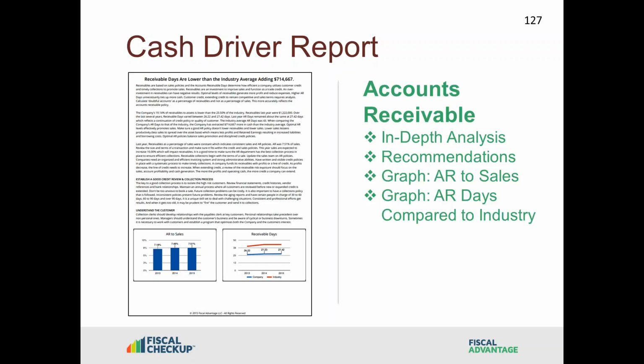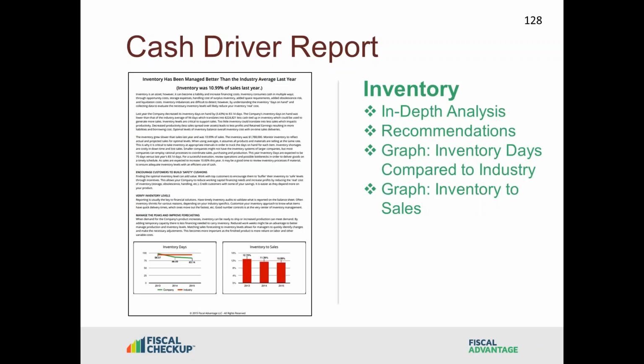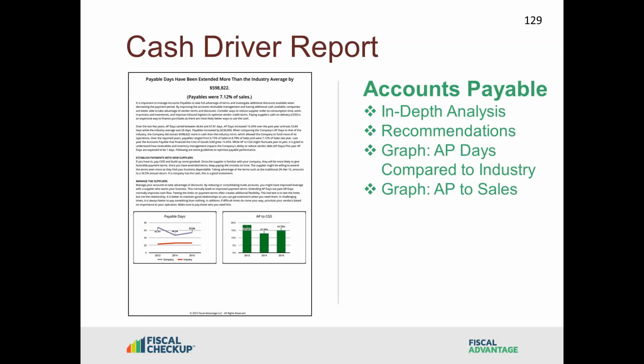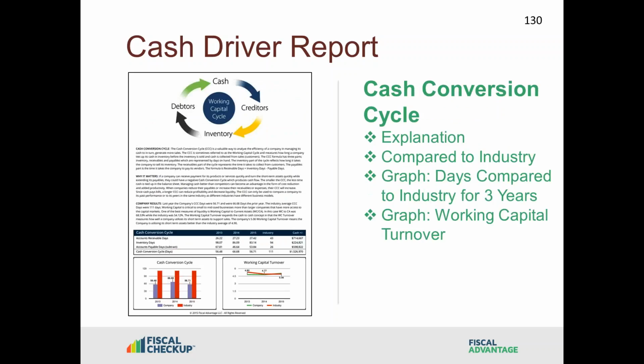The first page analyzes accounts receivable. It provides an in-depth analysis, calculates potential improvements, and makes recommendations. The second page completes the same analysis for inventory, again making recommendations where appropriate. The final working capital account analyzed is accounts payable. An in-depth analysis is completed along with recommendations where appropriate. The final page of the cash driver report combines the 3 working capital accounts into the working capital or cash conversion cycle.